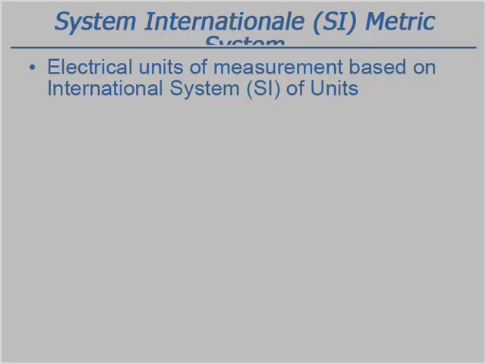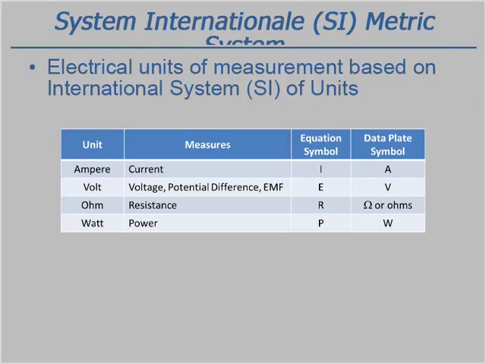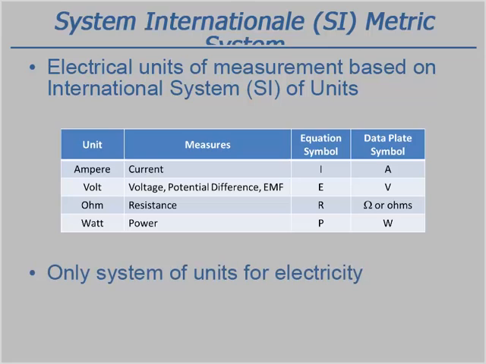Electrical units of measurement are based on the International System, or SI, of units, previously known as the metric system. This table shows the units of electrical measurement in the SI system. Become familiar with these units and what each one measures before proceeding with this e-learning module, since these units are used throughout electrical science. The SI unit system is the only system of units for electricity. Therefore, since there is no English system of units, conversion factors and confusion between English and SI measurement is prevented.